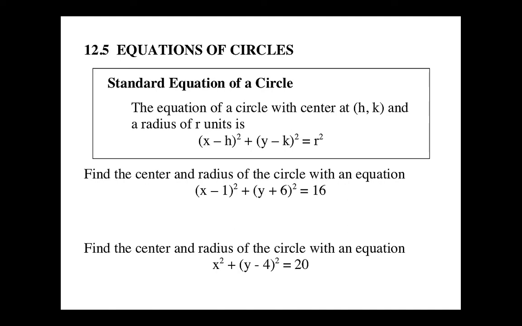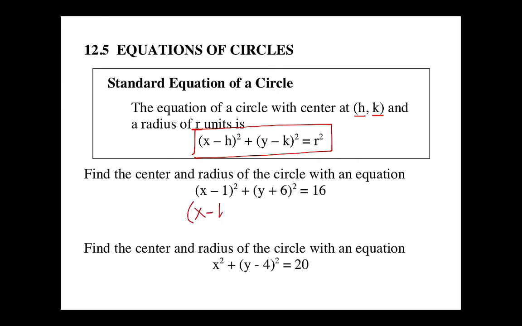But all you really need to understand from this whole lesson is that the center will always be at h, k, and then the r represents the radius. So the standard equation is always this: x minus h squared plus y minus k squared equals the radius squared. So let's compare that to the first example we have down here.